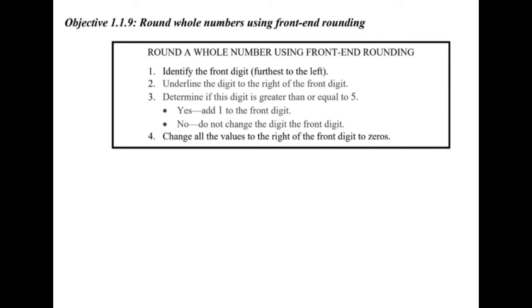Okay, objective 9 is rounding whole numbers using front-end rounding. So we're going to be using what we just learned, but we're going to do it from the front end. What does that mean? It means identify the front digit, or the number furthest to the left. It's the first number you come to in your number. So you're going to round it to the highest place value.